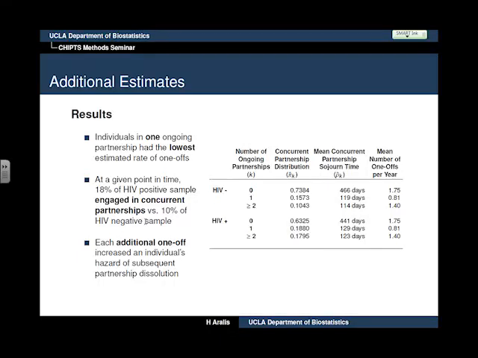And then here, these are the same because this component of the model, the one-offs part of the model, didn't include HIV as a covariate. But we do see that the mean number of one-offs per year is highest for individuals in zero ongoing partnerships, followed by individuals in two or more ongoing partnerships, and lowest for individuals in one ongoing partnership, which maybe makes sense. We chose to collapse this into greater than or equal to 2 for the sake of presentation, but you could calculate it for any given number of ongoing partnerships.